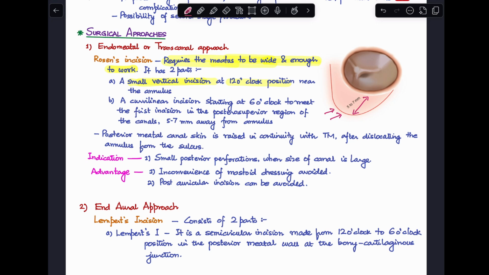The indication of this approach is usually small posterior perforations when the size of the canal is large enough. The advantage is that the inconvenience of mastoid dressing, like that which is done in cases of postauricular incisions, could be avoided. Secondly, you avoid the postauricular incision. This is cosmetically better as you are approaching through the external auditory canal.